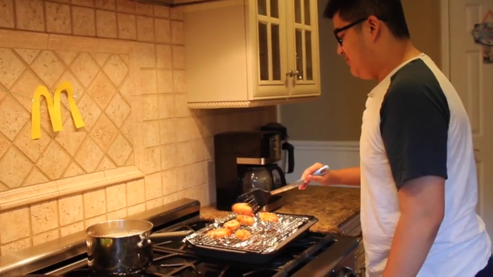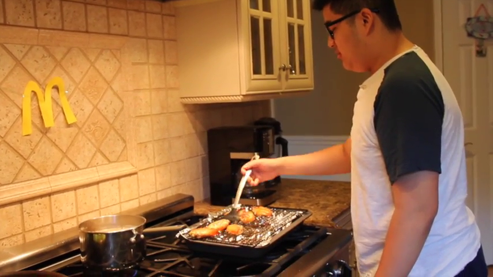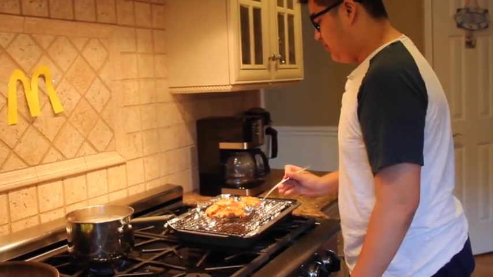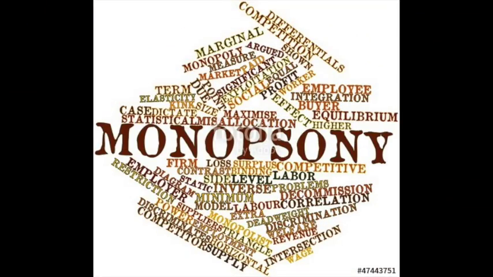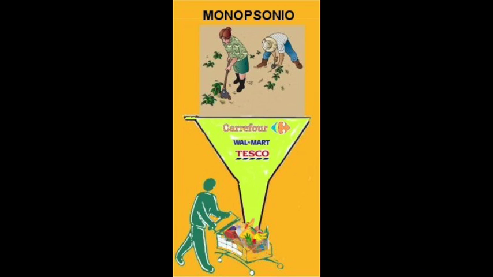Since most of us work, we are predominantly hired by a perfectly competitive market. These jobs include retail, cashiers, and fast food cooks. A monopsony occurs when a firm has market power in employing factors of production. A monopsony means there is one buyer and many sellers.